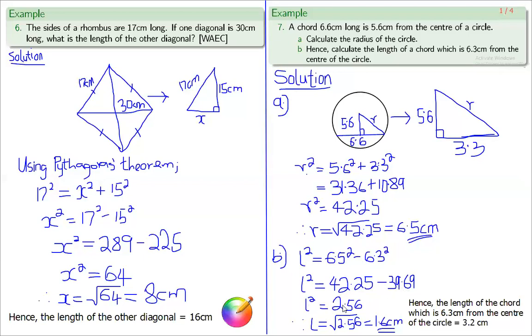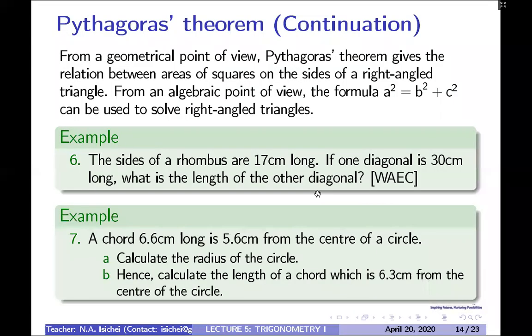L squared equals 2.57, 2.56 rather. Then L equals the square root of 2.56, which is 1.6 centimeters. Hence, the length of the chord, which is 6.3 centimeters from the center of the circle, is 3.2 centimeters. When you multiply 1.6 centimeters by 2, you get 3.2 centimeters. All right, so I hope that my explanations were clear enough.